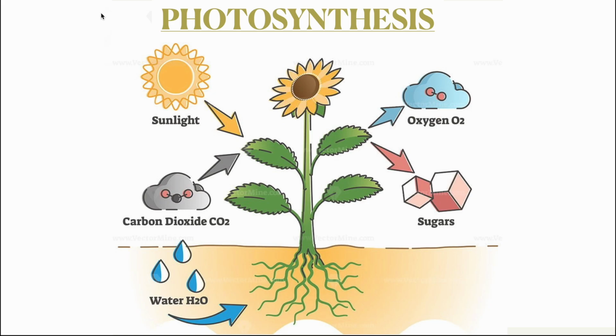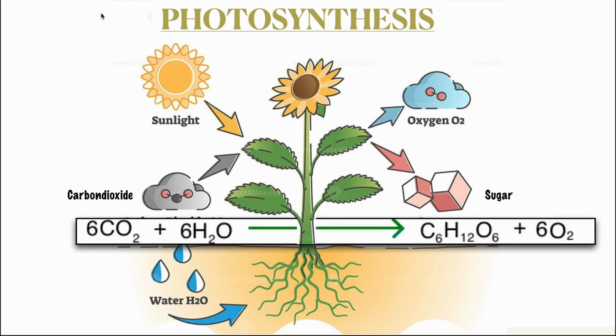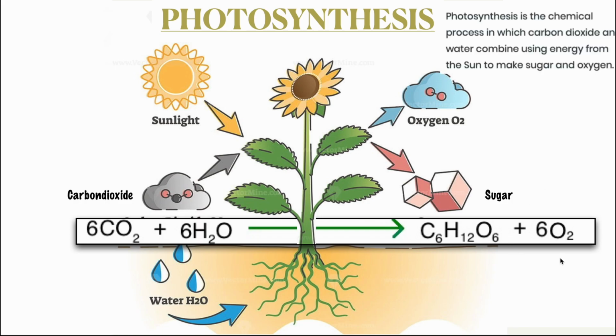So now let's see how to write the chemical equation for photosynthesis. 6 carbon dioxide plus 6 water molecules get converted into 1 sugar molecule and 6 oxygen molecules. Photosynthesis is the chemical process in which carbon dioxide and water combine using energy from the sun to make sugar and oxygen. This paragraph is basically explaining this chemical equation. Moving on to the next slide.